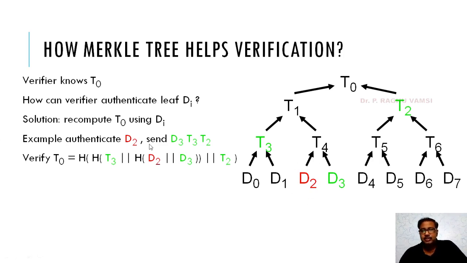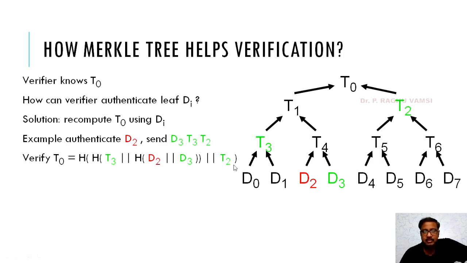For example, to authenticate D2, the only thing you are supposed to send is the D3 value, the T3 value, and the T2 hash value. That is, the hash present in T3, the hash present in T2, and data item D3. If you can send this, then the verifier will reconstruct the Merkle root T0 as T0 equals hash of T3 plus hash of D2 D3 plus hash of T2. T2 already has the hash value and T3 also has a hash value.